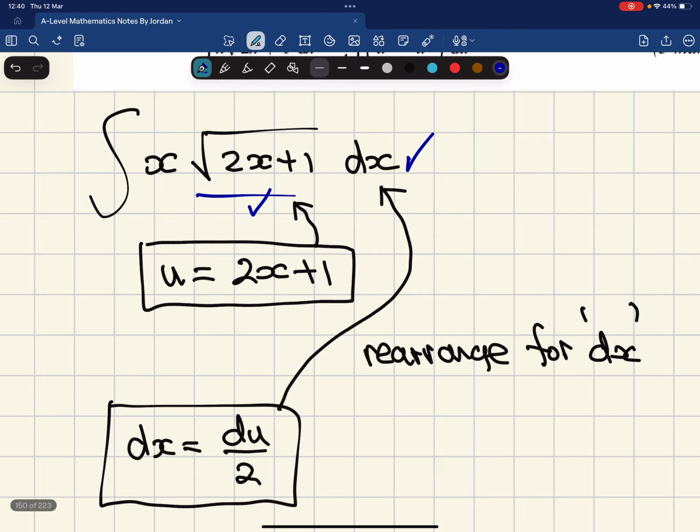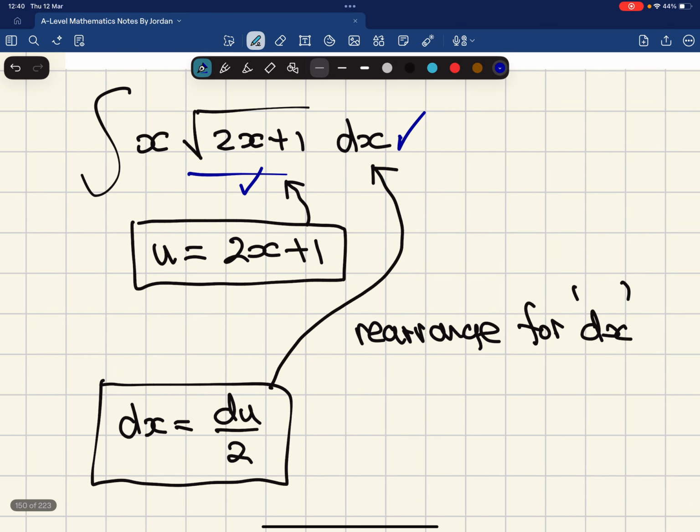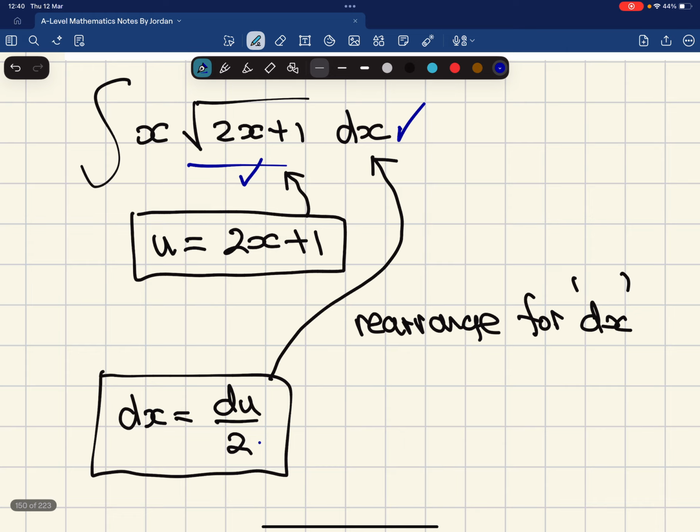The last thing I need to worry about is this x over here. In some integration by substitution questions, you won't have to worry about these stray x's that are here, because sometimes they'll be cancelling when you substitute in for dx. But in this particular one, you will find that there is only a 2 here in the denominator. There's not an x in the denominator, so it won't cancel with this part at the front.